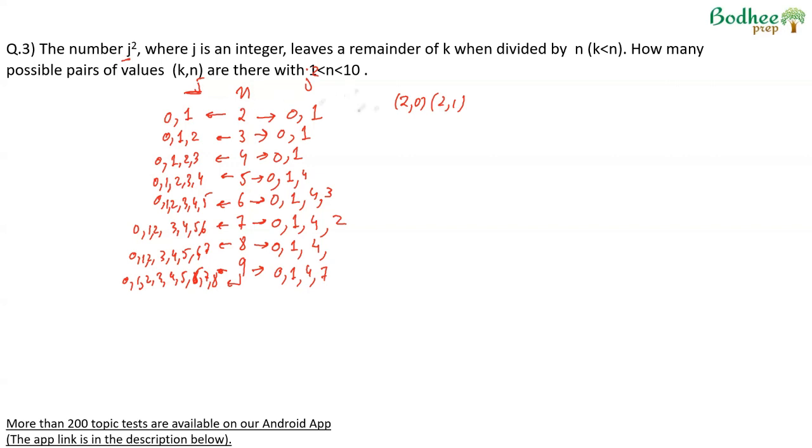So 2, 0, 2, 1, 2 pairs here. 3, 0, 3, 1, 2 pairs here. 4, 0, 4, 1, 2 pairs here. 5, 0, 5, 1, 5, 4, 3 pairs here. 6, 0, 6, 1, 6, 4, 6, 3, 4 pairs here. 7, 0, 7, 1, 7, 4, 7, 2, 4 here. 8, 0, 8, 1, 8, 4, 3 here. 9, 0, 9, 1, 9, 4, 9, 7, 4 here. 2, 2, 4, 6, 7, 8, 9, 13, 17, 20, 24. Total 24 pairs are there.